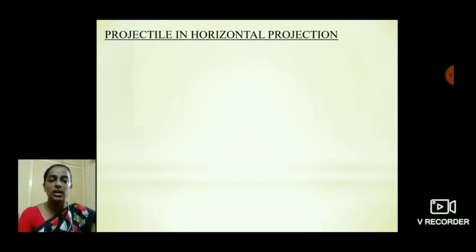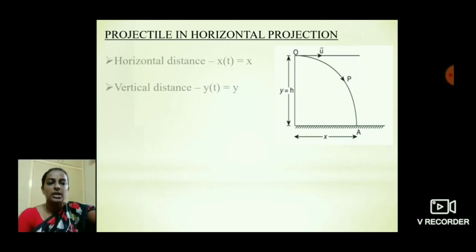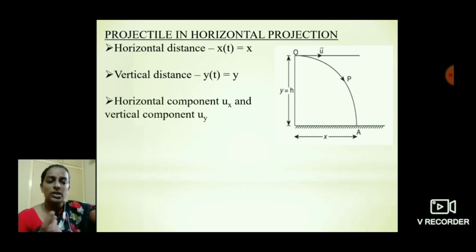First let's see horizontal projectile. This is the image. From here the projectile is thrown, it takes a path OPA and hits the ground. Y is equal to h is the height from where the projectile is thrown. Initially the velocity will be u, and from origin the distance travelled by the projectile is x. So it can be resolved in two components, x of t is equal to x and y of t is equal to y. Horizontal component is ux and vertical component is uy.